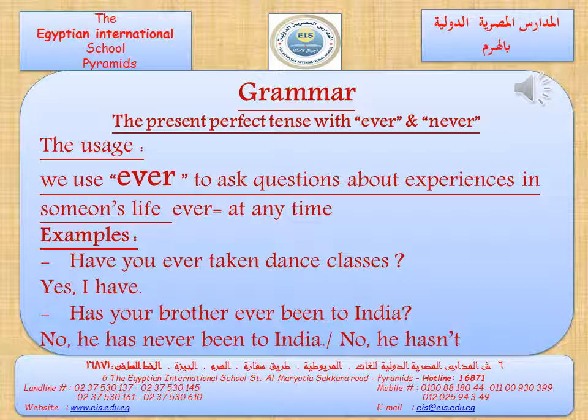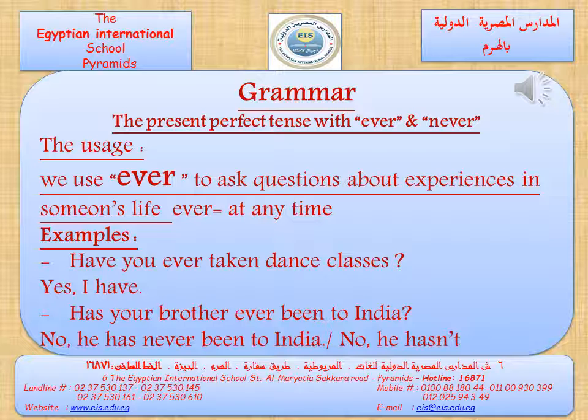In Unit 9, the present perfect tense, here we use ever and never. The usage: we use ever to ask questions about experiences in someone's life. Here also we should know that ever means at any time. Did it happen before? This is the meaning of ever.